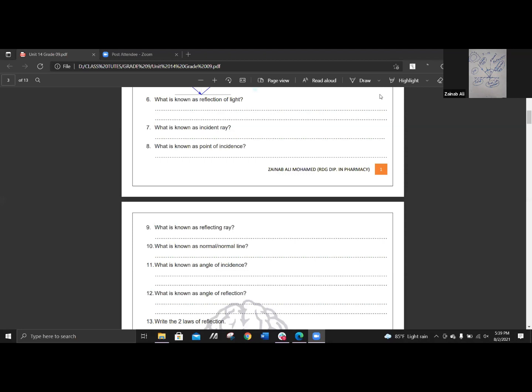Nahuma, you can write surface instead of mirror. Raslan, your answer is correct: bouncing back of light ray into the same medium when it strikes a surface is known as reflection. Yeah, that's correct. I will send the recording in the group.